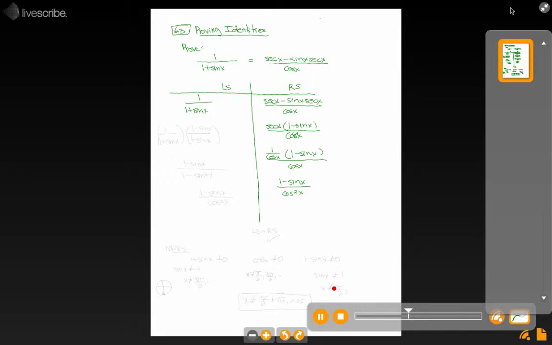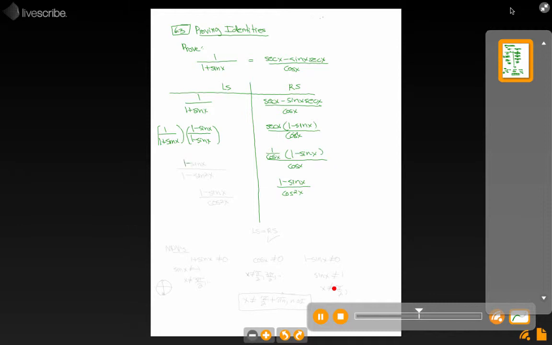This is where I'm going to take my 1 over 1 plus sine x. I'm going to multiply it by the conjugate, and now I need to do it on both the top and the bottom, the conjugate being 1 minus sine x. And because I'm doing it top and bottom, I'm not breaking any laws. Basically, exactly what I'm doing is multiplying by 1.